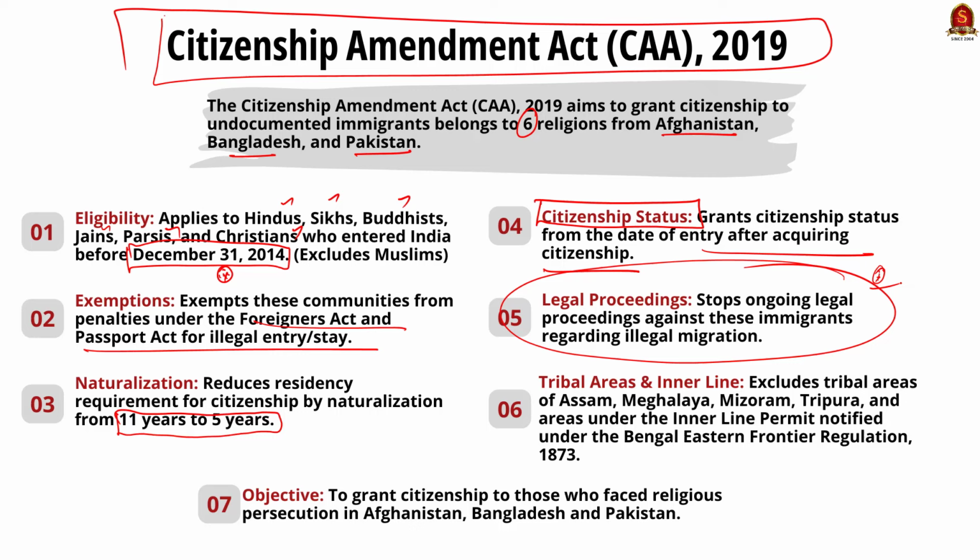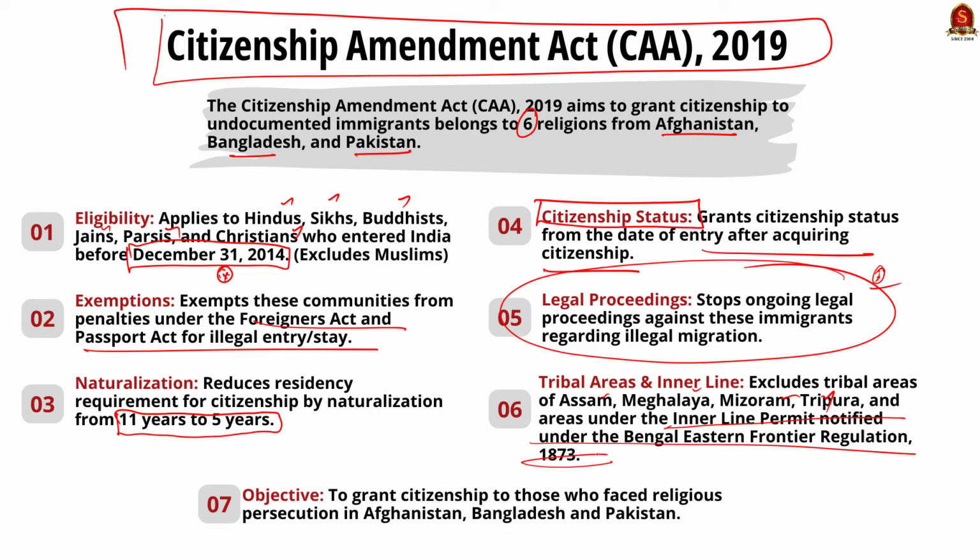And finally, the Act mentions that the provisions of the CAA shall not be applicable to the illegal migrants who are living in the tribal areas of Assam, Meghalaya, Mizoram or Tripura. The Act also mentioned that it's not applicable to the areas which are covered under the Inner Line notified under the Bengal Eastern Frontier Regulation 1873. See, these are some of the provisions of the Act.